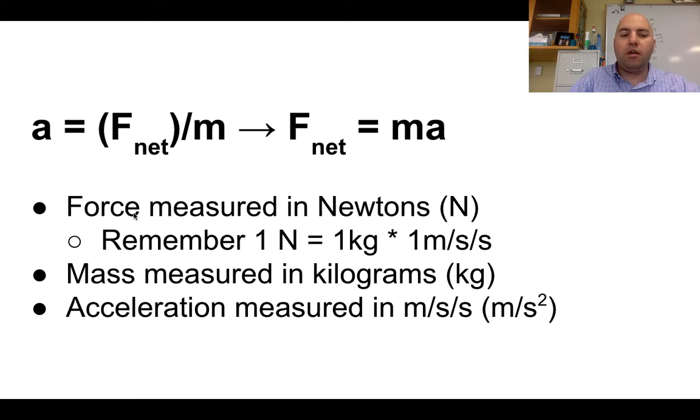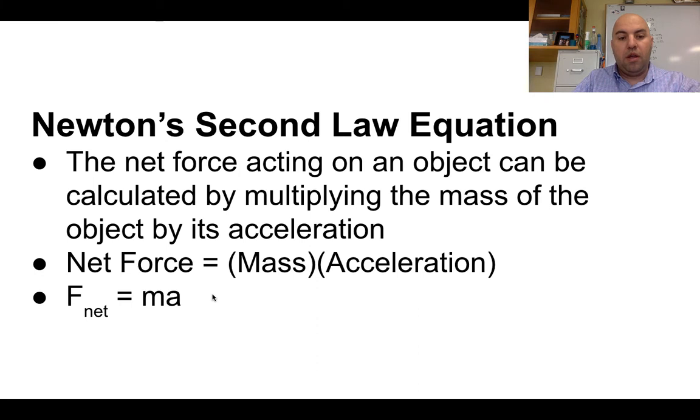So remember, we measure force in newtons, and a newton is just how much push is necessary to get 1 kilogram to accelerate at 1 meter per second every second. With mass, we're measuring that in kilograms, and acceleration, we're measuring that in meters per second squared. So what we're saying here with Newton's second law equation is that the net force that's acting on an object can be calculated by multiplying the mass of the object by its acceleration. So once again, what we get is this equation right here, where the net force is equal to the mass times the acceleration, or F equals ma.